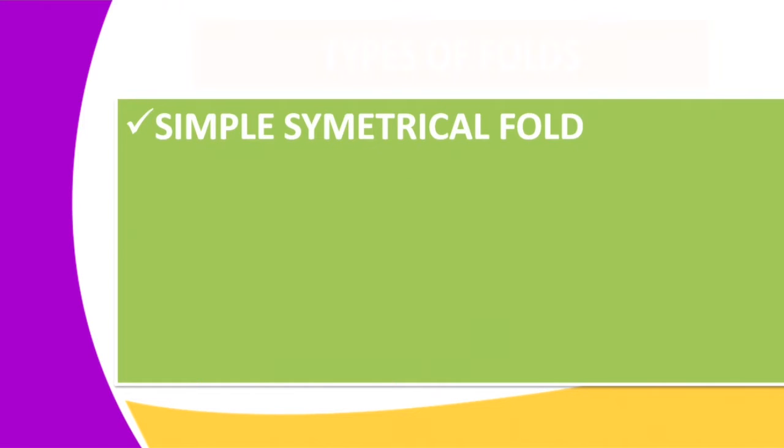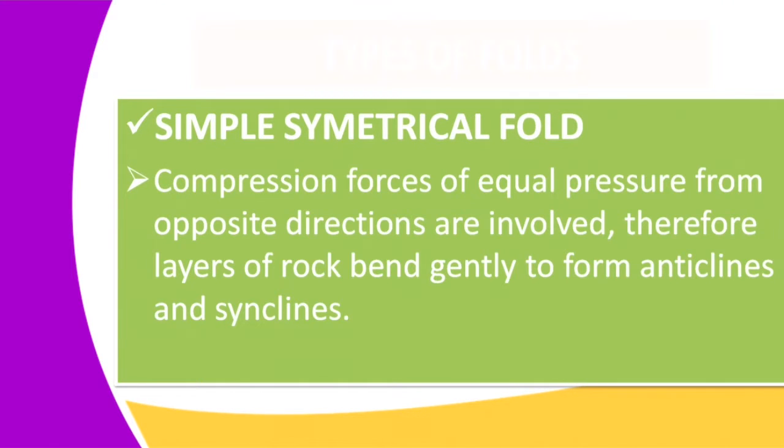We look at types of folds. We have the simple symmetrical fold. It occurs when compression forces of equal pressure from the opposite direction are involved, and therefore the layers of the rock bend gently to form anticlines and synclines. From its term simple, it's something that occurs in a simple way. There is not much pressure in it, and it's symmetrical. That means that it is equal on either side.